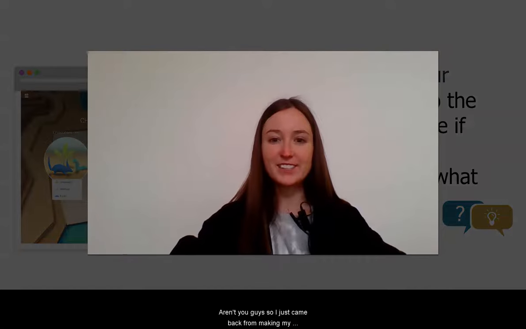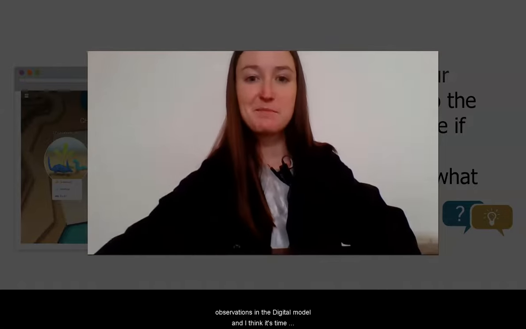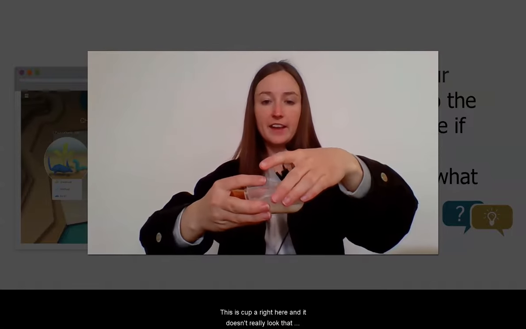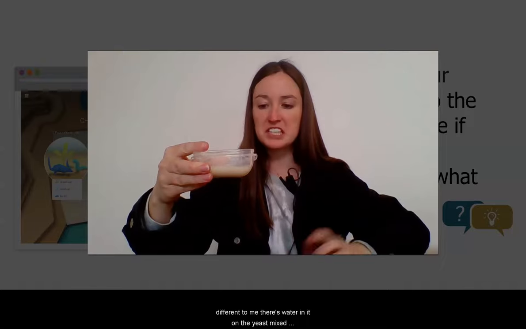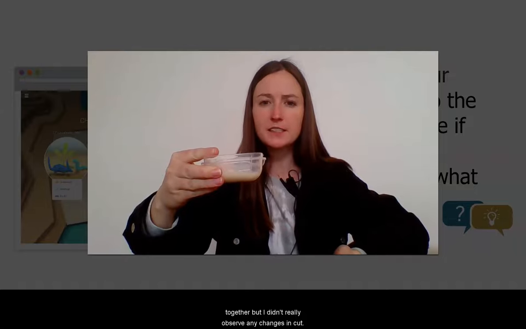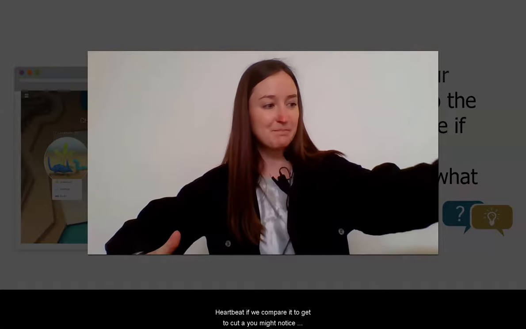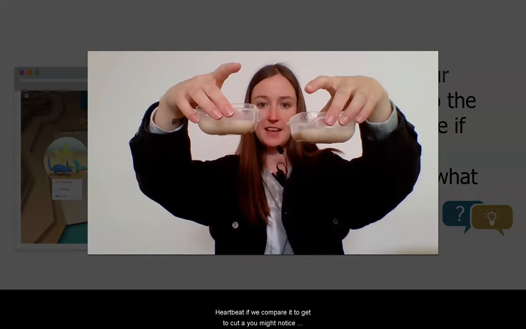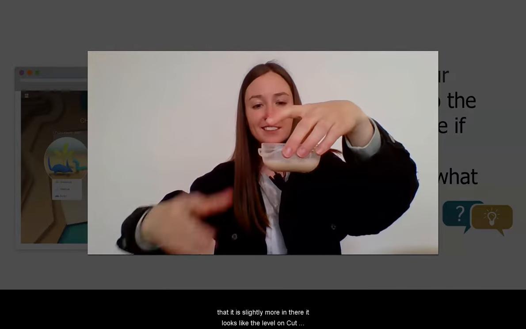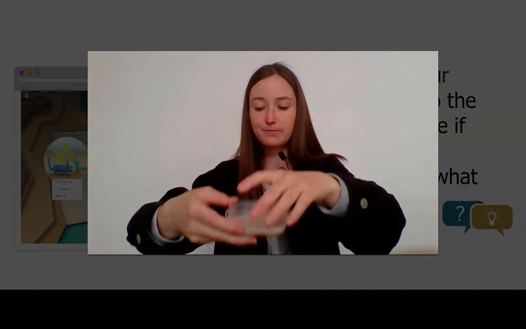All right, you guys, so I just came back from making my observations in the digital model, and I think it's time now to take a look at our evidence. So this is cup A right here, and it doesn't really look that different to me. There's water in it, the yeast mixed together, but I didn't really observe any changes in cup A. Now, cup B, if we compare it to cup A, you might notice that it is slightly more in there. It looks like the level on cup B has increased slightly over time.